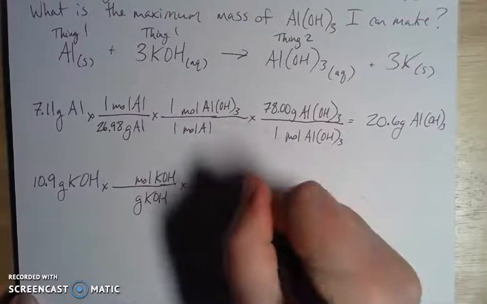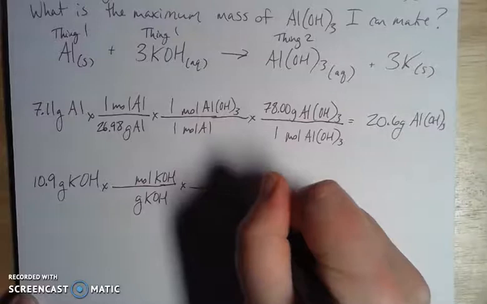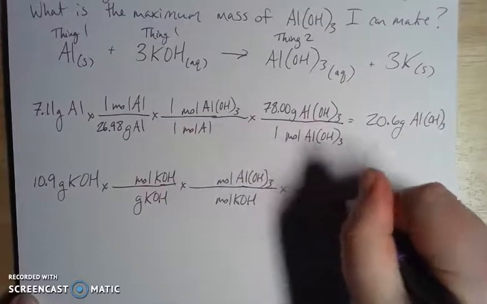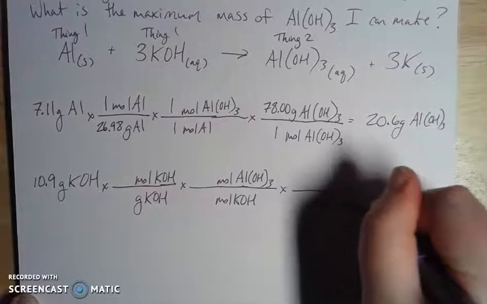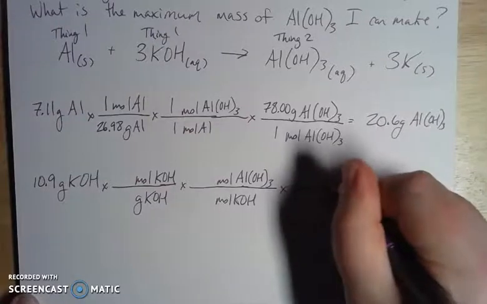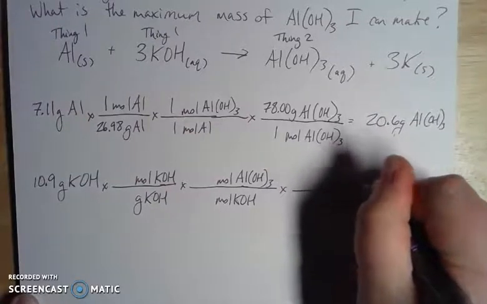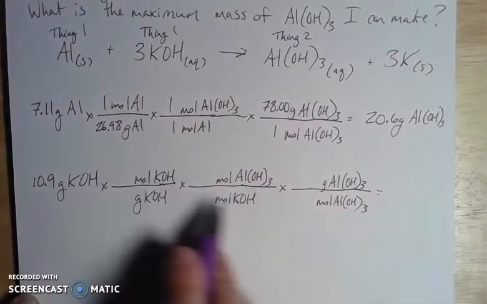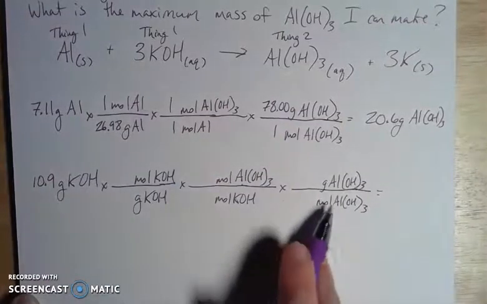Moles of potassium hydroxide, here's my new thing 1, to moles of aluminum hydroxide, that's my thing 2. And now I'm going from moles of aluminum hydroxide to grams of aluminum hydroxide. And let's check my setup here. Grams to moles, moles to moles, moles to grams.